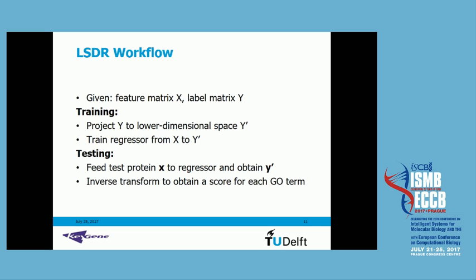Now, if I have a new test protein that I want to annotate, which I represent by its feature vector little x, I can put it into my regression function, and the regression function will predict the values in this lower dimensional space. And if the mapping that I chose at the first step is linear, then it's actually easy to go from this lower dimensional space back to the Go term space and get a new feature vector with as many elements as Go terms. And every element here contains something like the posterior probability that my protein x is annotated with that Go term.